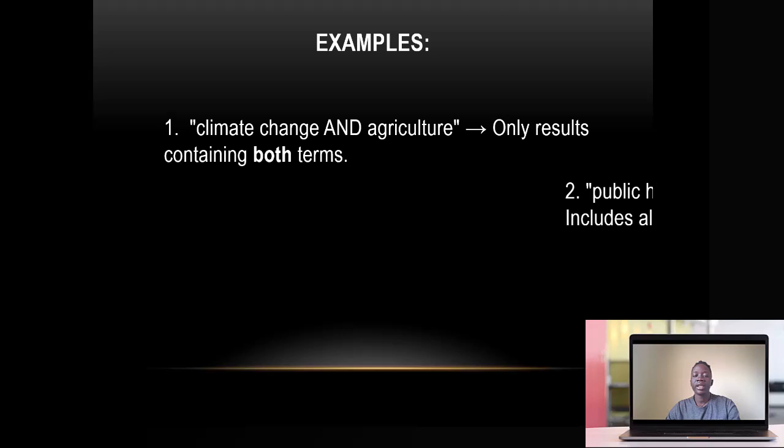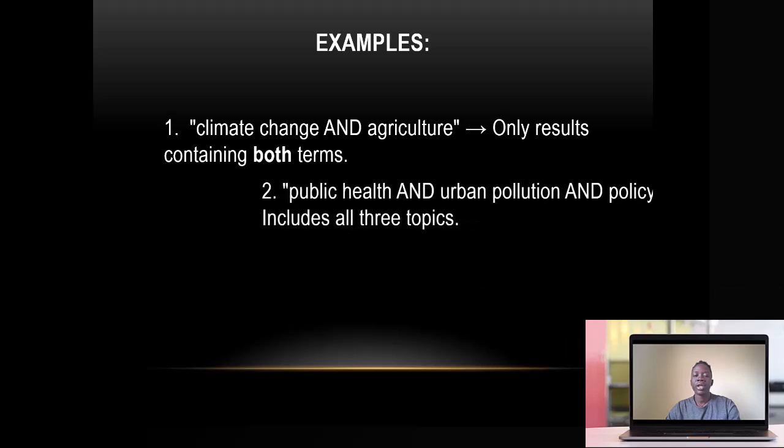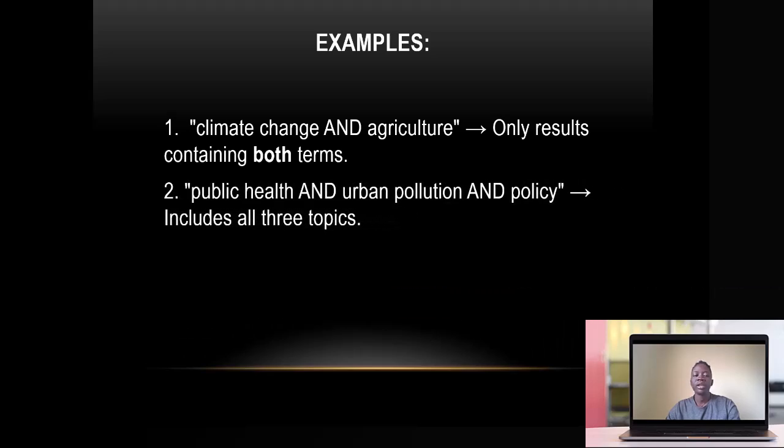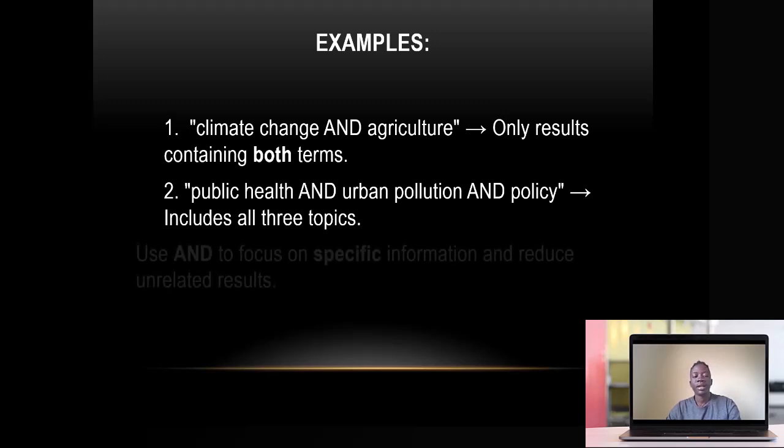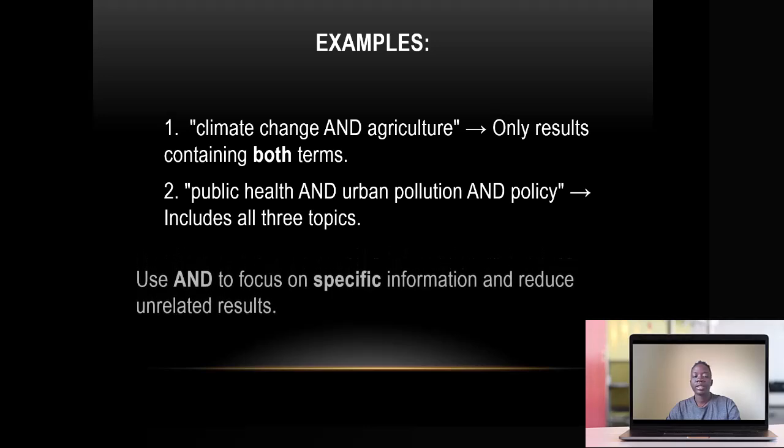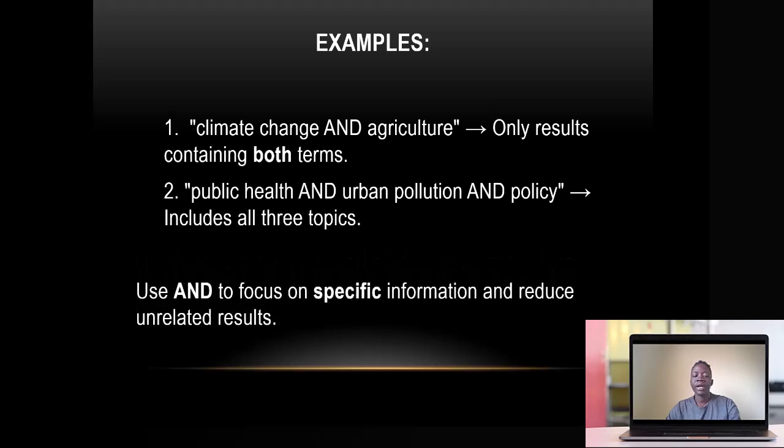The second one here is public health AND urban pollution AND policy, meaning if you combine it like that, you're going to get results on urban pollution, results on policy, and public health. So it's going to include all the three topics. So that's another way. Use AND to focus on specific information and reduce unrelated results. That is like a guideline that I'm giving you.